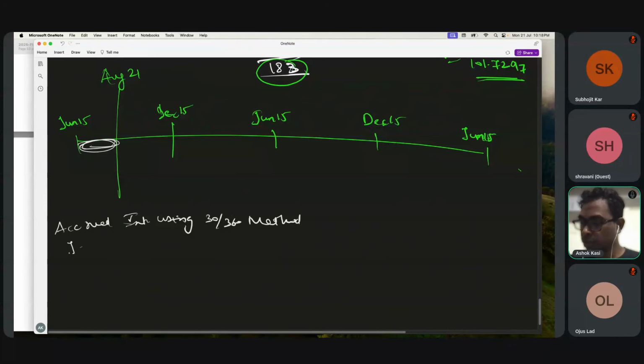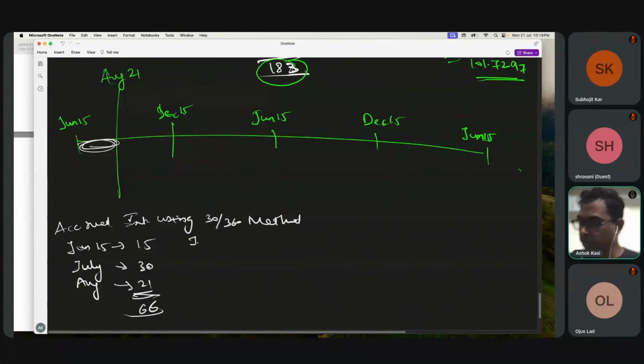June 15 onwards, how many days are left out? 15. July, how many? 30. I don't care if it is even 31 actually. August, it is 21, so days will be 66, right?